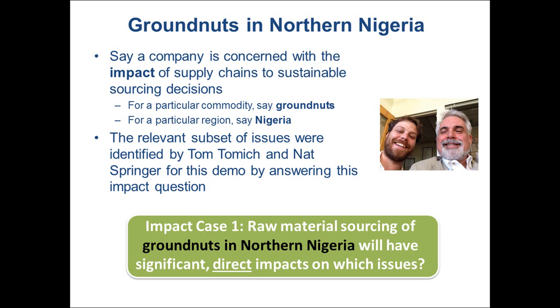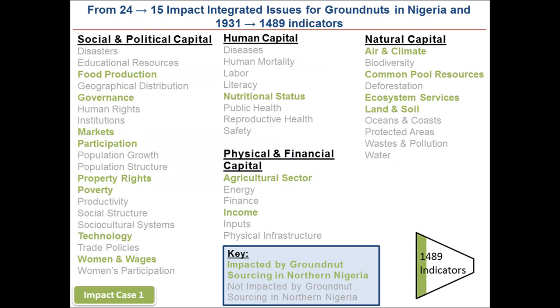As an exercise to demonstrate how this would work, two of our team members, myself and ASI Director Tom Tomich, considered this question for all 24 impact issues, along with the various components of those integrated issues. So ultimately, this process of identifying a subset of relevant issues, again, could be done in collaboration with any number of stakeholders, but just for this demo, it was me and Tom answering these questions. So for the sustainability impacts of groundnut sourcing in northern Nigeria, Tom and I identified 15 of the 24 impact issues as directly and significantly relevant, shown here.